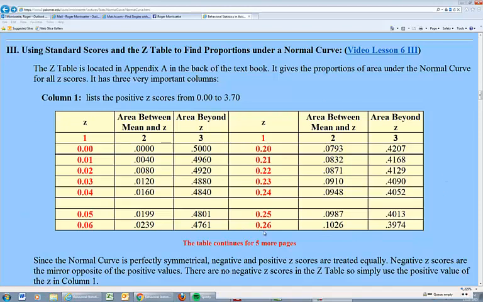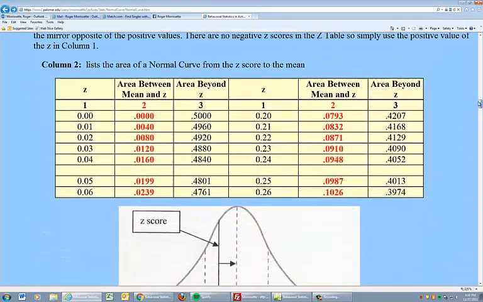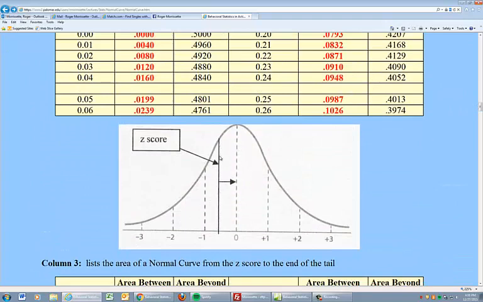So let's just go over this. There are 3 columns in the z-table. The first is the z-score that you would calculate first. And then there's what's called column 2 and column 3. Column 2 is the area from the z-score to the mean.